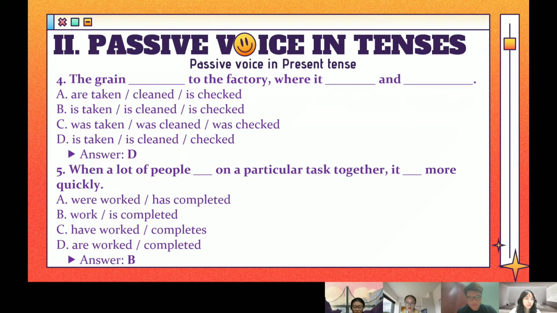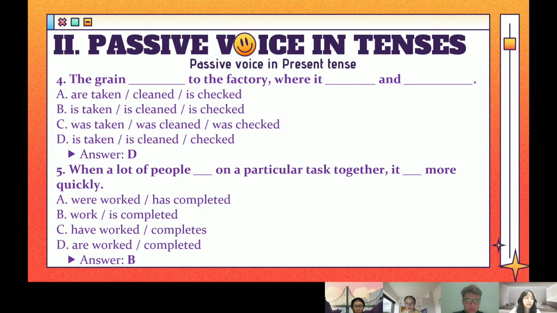In this part, we're going to start with the present tenses. In the simple present tense, the be is am, is, are. In the present continuous, the be is am, is, are plus being. And in the present perfect tense, be is have or has plus been.